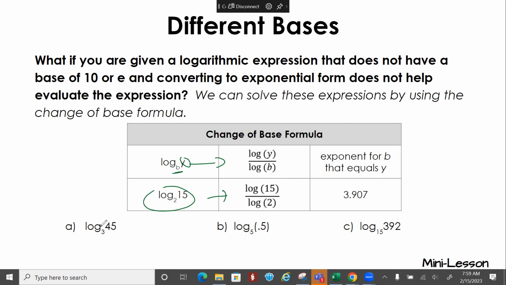Anyways. All right, log of base 3 of 45. So how am I going to write this in change of base form? Well, I'm going to say log of this big number, which is 45, divided by log of the little number.